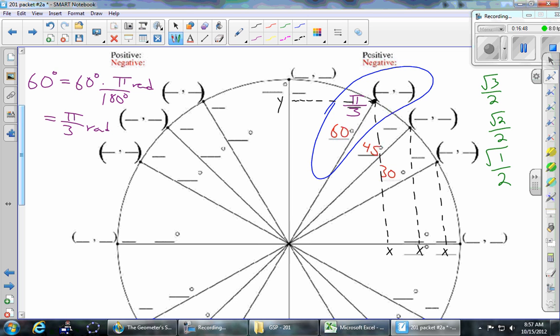First one is a half. It's the smallest one up there. So we'll go ahead and put 1/2 right there. And how about the next one? It's root 2 over 2. And the last one is root 3 over 2. So those are our x's.